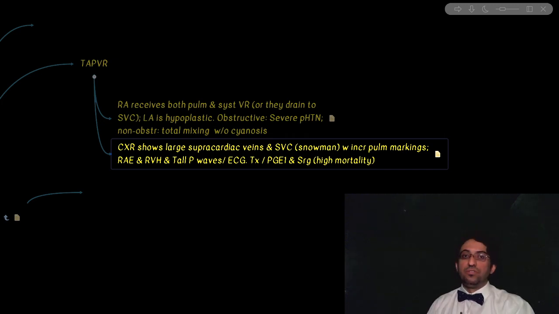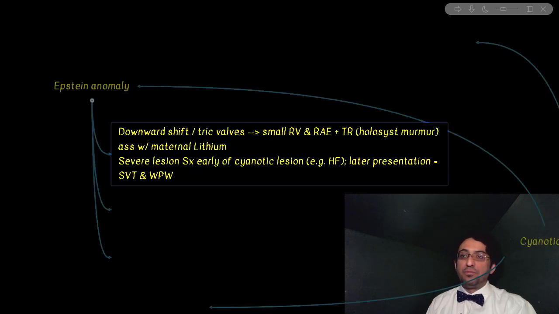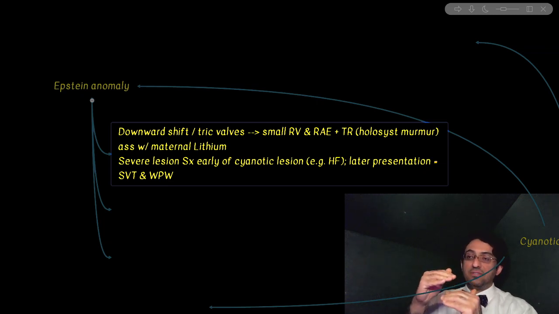Okay, we have just 2 more conditions left. That's Tricuspid Atresia and Ebstein anomaly. What is Ebstein anomaly? Remember, it's the downward shift of the tricuspid valves with what resultant chamber size changes? Well, if that valve is downshifted, we will have a smaller right ventricle and larger right atrium. Also, this valve will be dysfunctional.